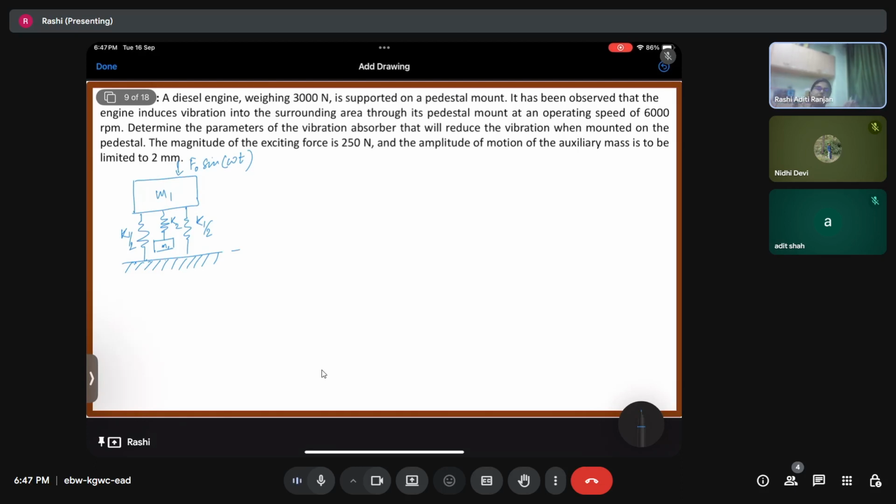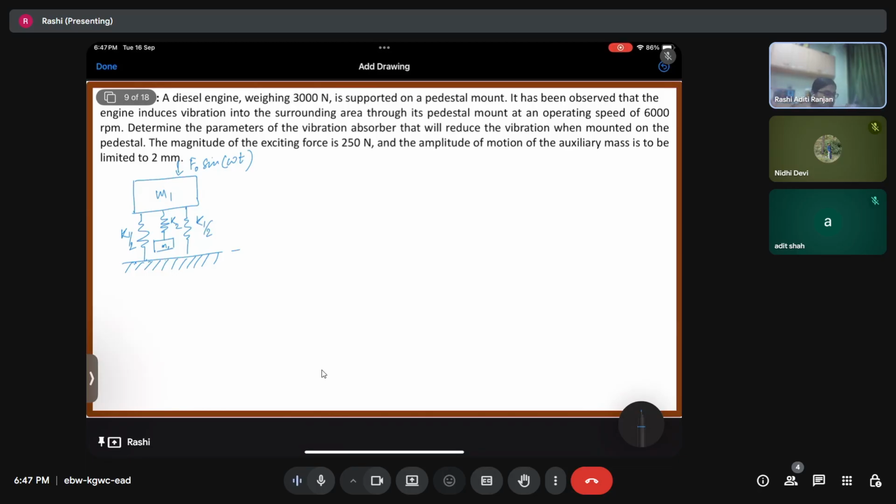Now it may seem a bit problematic at first, because of our intuitive understanding that if a system is vibrating and we attach one more mass through a spring, how is it going to stop my mass from oscillating? That is what is interesting about a vibration absorber, especially the undamped vibration absorber, because here we don't have any damping. Still the vibration of m1 is getting stopped.